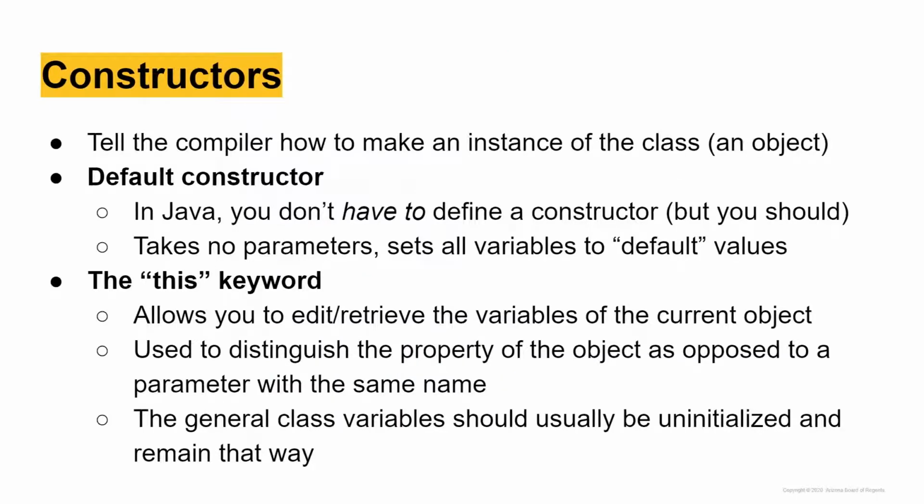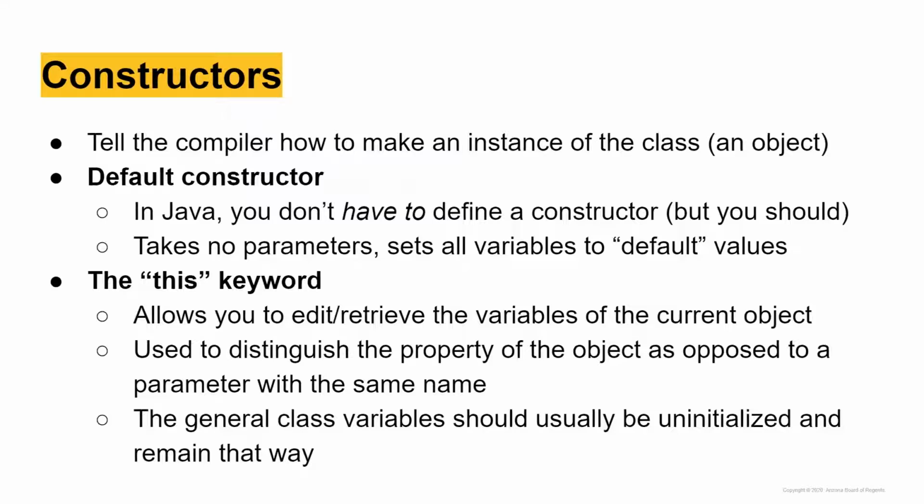So constructors basically tell the compiler how to make an instance of the class, also called an object of the class. So we have two different types of constructors. We have the default constructor and the parameterized constructor. Let's start with the default constructor.